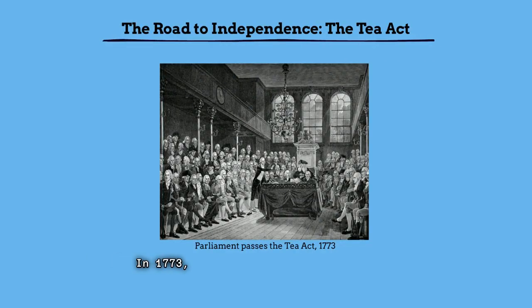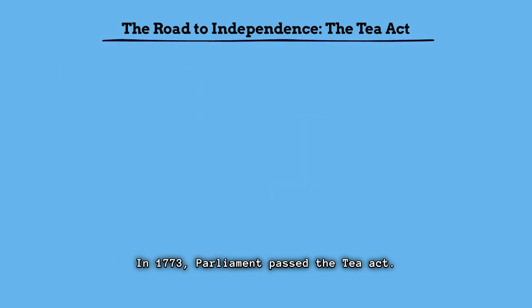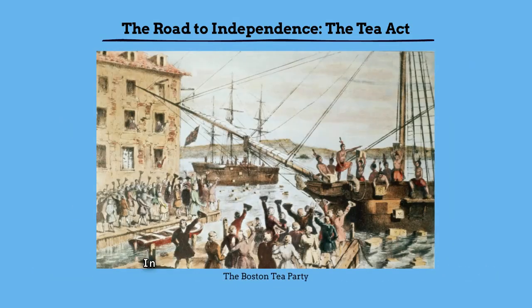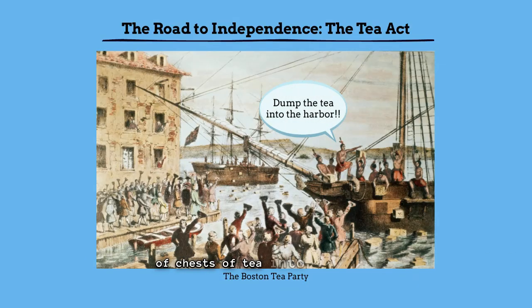In 1773, Parliament passed the Tea Act. This act made the British East India Company the only company allowed to import tea into the colonies. In response to the Tea Act, a group of colonists boarded English ships in Boston and dumped hundreds of chests of tea into the harbor. This became known as the Boston Tea Party.